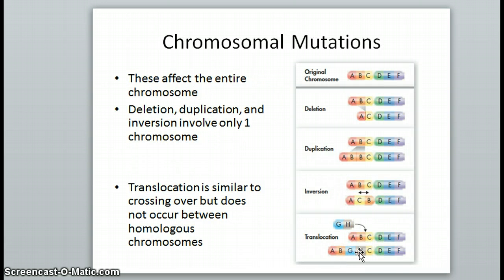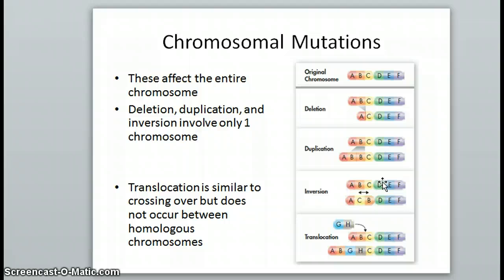Chromosomal mutations affect the entire chromosome. Whole chunks of the chromosome which contain many genes are impacted. If the original chromosome is broken down into 6 sections, A through F, a deletion is when one of those chunks is deleted. Duplication, like its name suggests, is when a whole section is repeated. Inversion means the order of the segments is changed. In this case, 2 segments are switched in the middle. B and C have changed places.